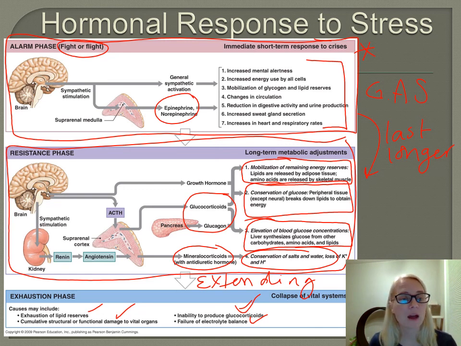All right, so that wraps up our chapter 18. That ends the second chapter that's going to be on the second lecture exam. So we have special senses and endocrine on the second lecture exam. And then after that, we'll jump into our next body system, which is the cardiovascular system with blood, heart, and blood vessels.